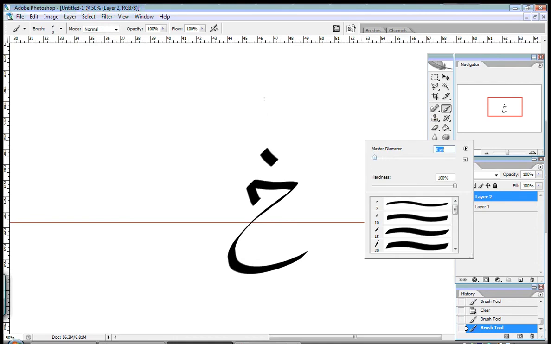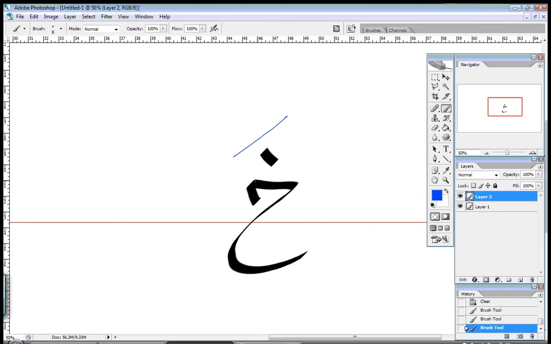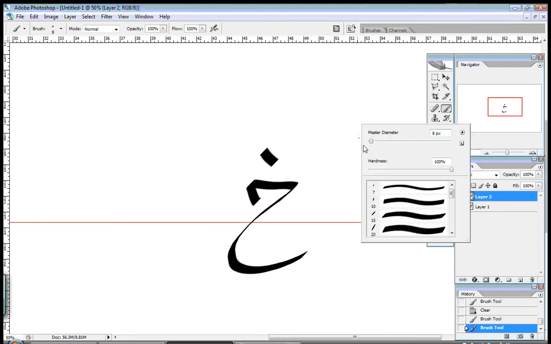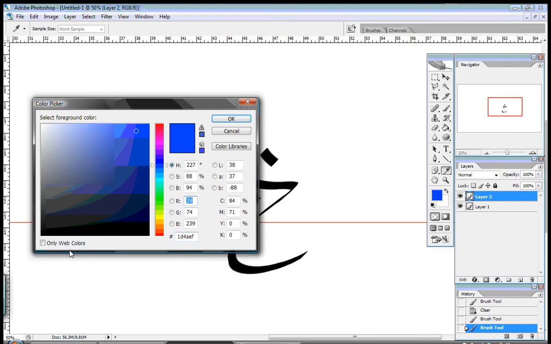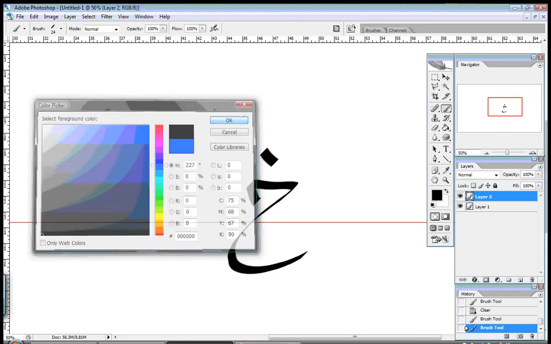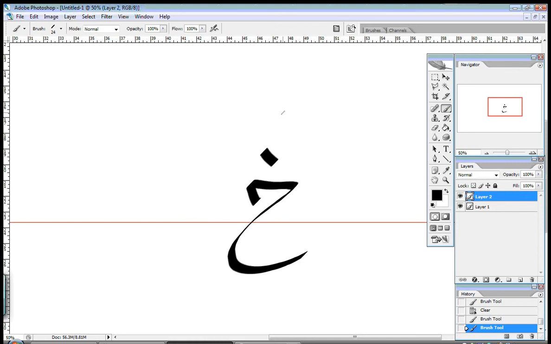So it will be Kha. Khu. Khi. So it's Kha, Khu, Khi. Okay, let's go now to see how we would write it, in three different places.